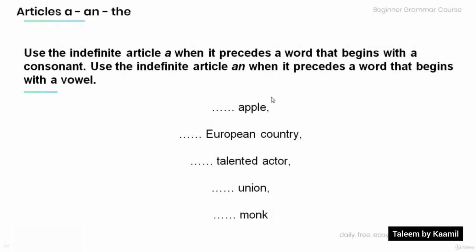Now let's review and practice a bit. Remember that we use the indefinite article a when it precedes a word that begins with a consonant. And we use the indefinite article an when it precedes a word that begins with a vowel. Have a look at the following list of words and fill in the blank using the appropriate article.